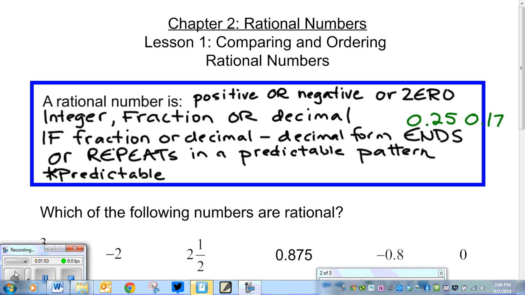The other type of decimal that is a rational number is a repeating decimal, and it needs to repeat in a predictable pattern. So something like 0.333 repeating, we know what the next digit's going to be. It's going to be a 3. Or 0.171717, we know what the next digits are going to be. It's going to be a 1 and then a 7. So the biggest thing to know about rational numbers is they are predictable. You know what comes next.